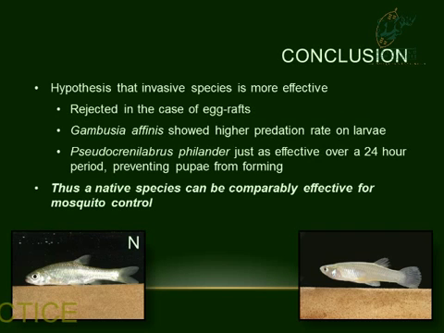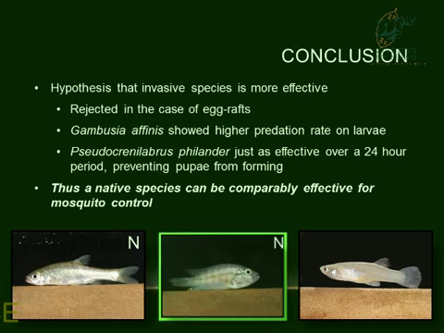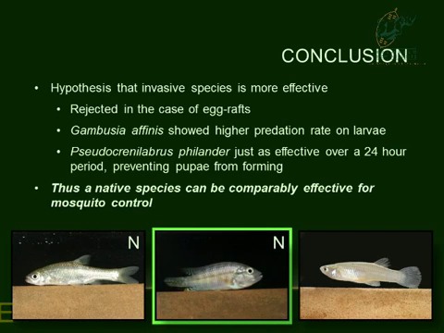Now, in conclusion, the hypothesis that an invasive species is needed for biological control can be rejected in the case of graft predation, seeing as a native fish species did in fact perform better than the invasive one. The invasive species, Gambusia affinis, were shown to prey more effectively on the larvae, consuming them earlier, but the native species, like I just said, consumed all the larvae within a 24-hour period, preventing adults from emerging. Thus, the native fish species, Pseudocrenilabrus philander, were shown to be just as effective as the invasive one in controlling the mosquito populations.